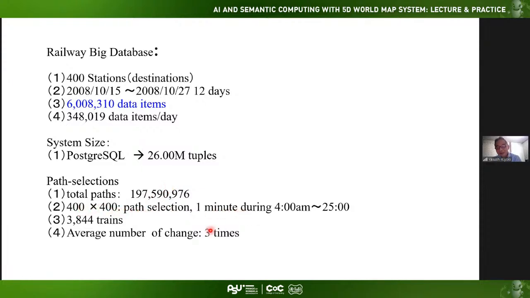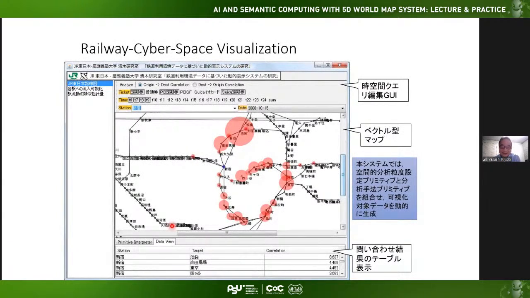And every train is controlled in the unit of the minute. That's why 1 minute is important. Starting from 4 o'clock to the midnight, 25 o'clock. This is the world of the JR, okay? And they support 3,844 trains. The average number of changes is three times for passengers. And this is an analysis from Shinjuku to other stations.